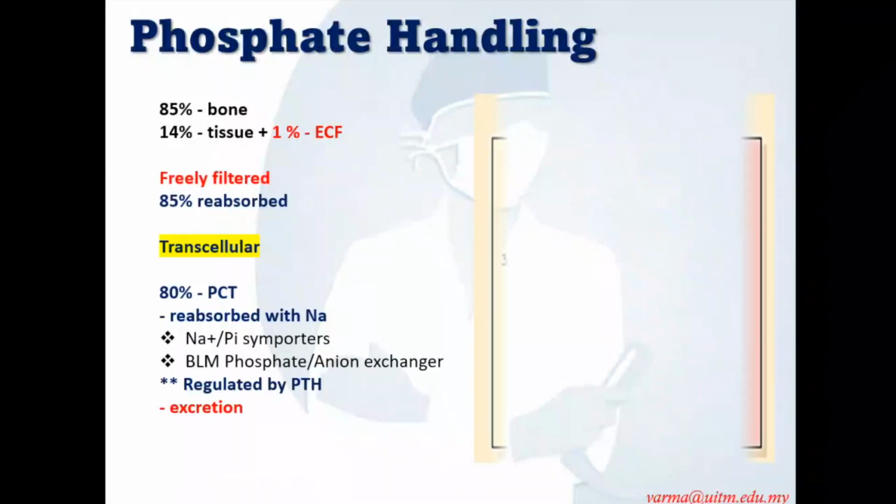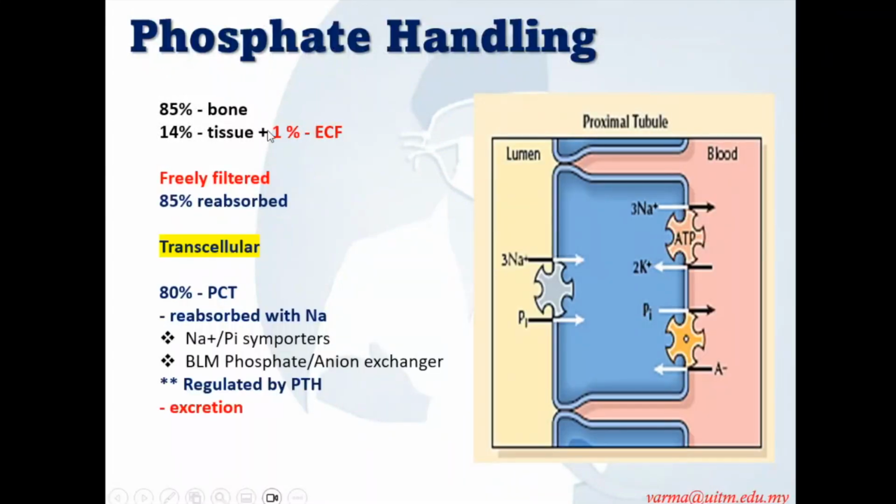Phosphate handling: phosphate is 85% in the bone, 14% in tissue, and 1% in ECF. Freely filtered again, 85% reabsorbed, all by a transcellular mechanism. It goes through the cell, reabsorbed 80% in the proximal convoluted tubule. Another 5% in the distal tubule. The 80% is the most important.